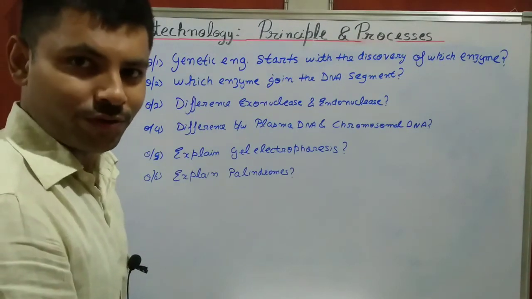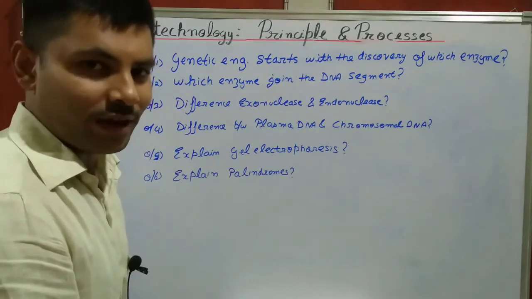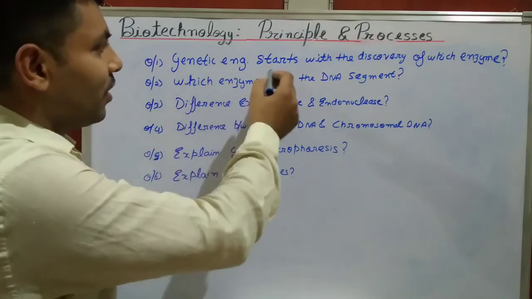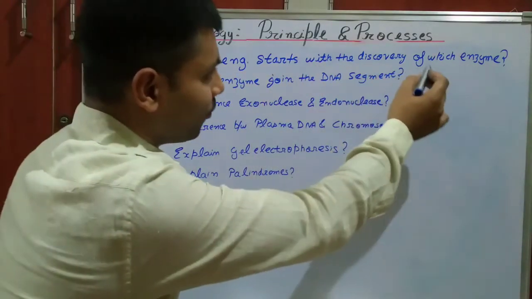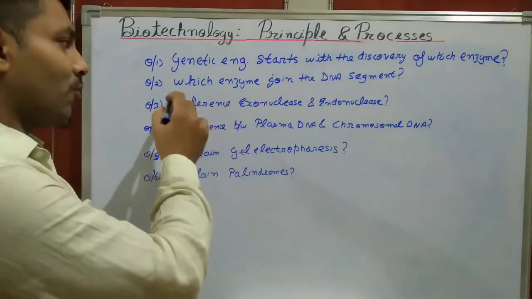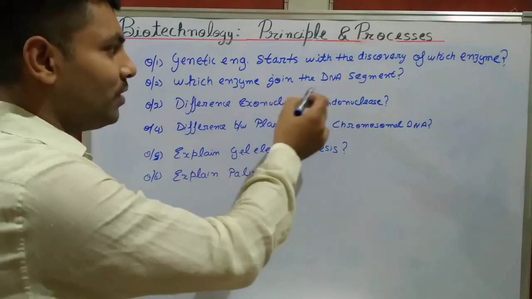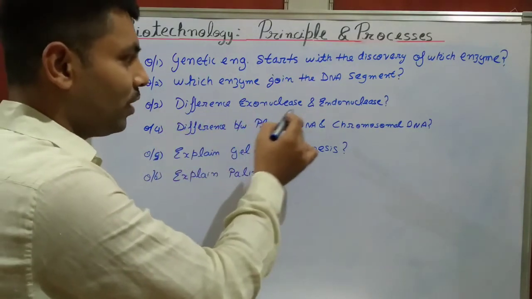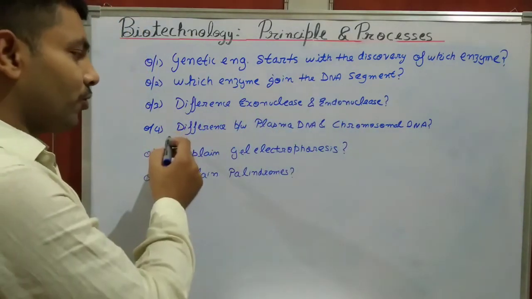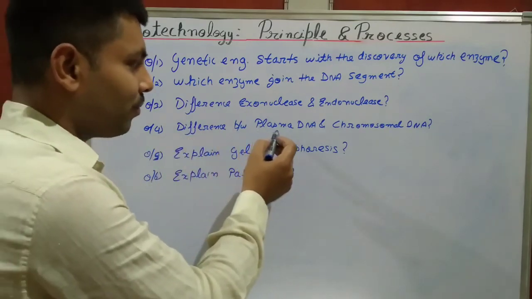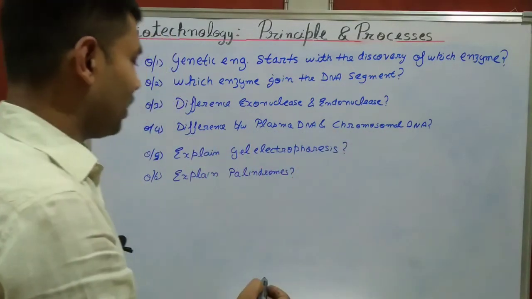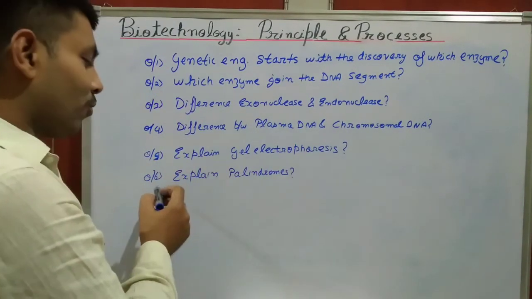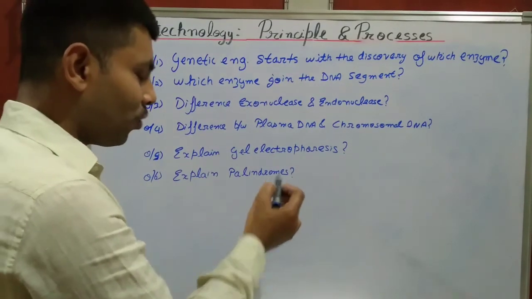Let's see some questions. I will explain all the answers in my lecture. First question: genetic engineering starts with the discovery of which enzyme? Second question: which enzyme joins the DNA segments? Third question: what is the difference between exonuclease and endonuclease? Fourth question: what is the difference between plasmid DNA and chromosomal DNA? Fifth question: explain gel electrophoresis. Sixth question: explain palindromes.